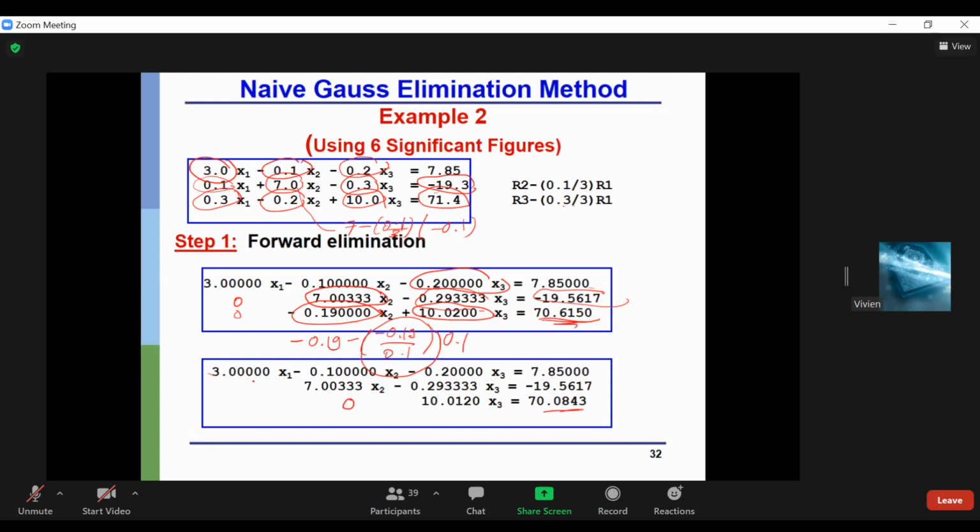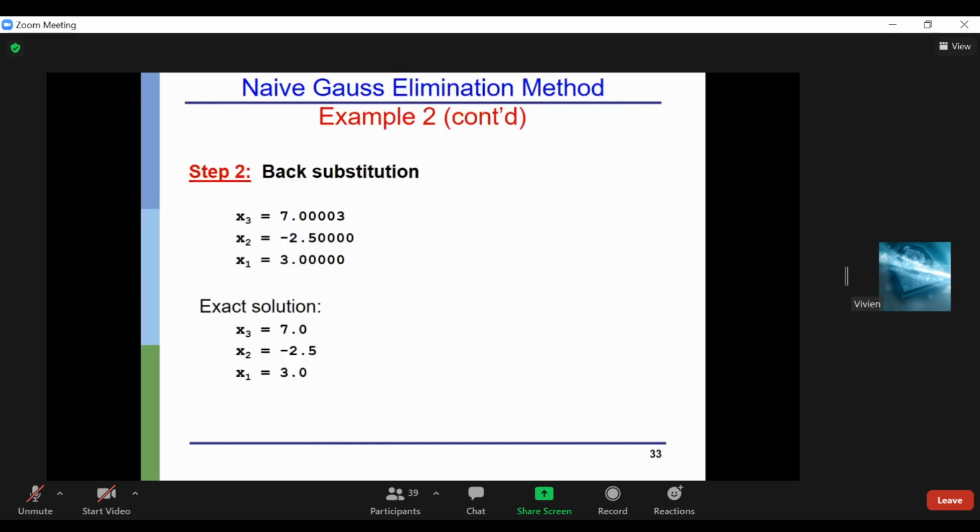So now we have the upper triangular matrix already, so we can find the x3 value. Once we have x3, we can calculate x2. Once we have x2, we can insert it into the first equation to find x1. That will be the backward substitution step, and this will be the solution.